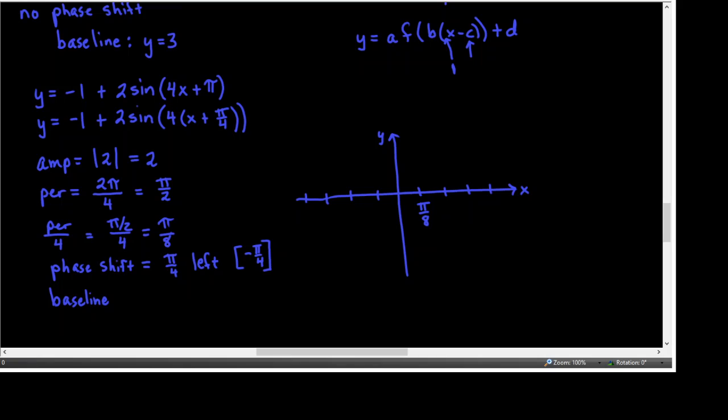The number added or subtracted there is -1, so the baseline will be at y equals -1. So that's where I'm going to start graphing, is the baseline of -1. So this is 1 up here. So this is at -1.